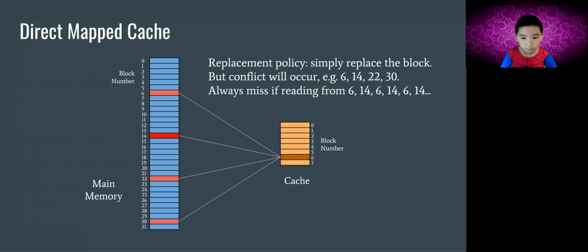But here we have a conflict. There are 4 blocks from main memory that will be mapped to the exact same location in cache. For example, if the CPU is trying to read from 6, 14, 6, 14, each load will kick out the previous block from cache, so each access is a miss, even if the cache has a lot of empty locations. Apparently, we need some hybrid design between the two extremes.